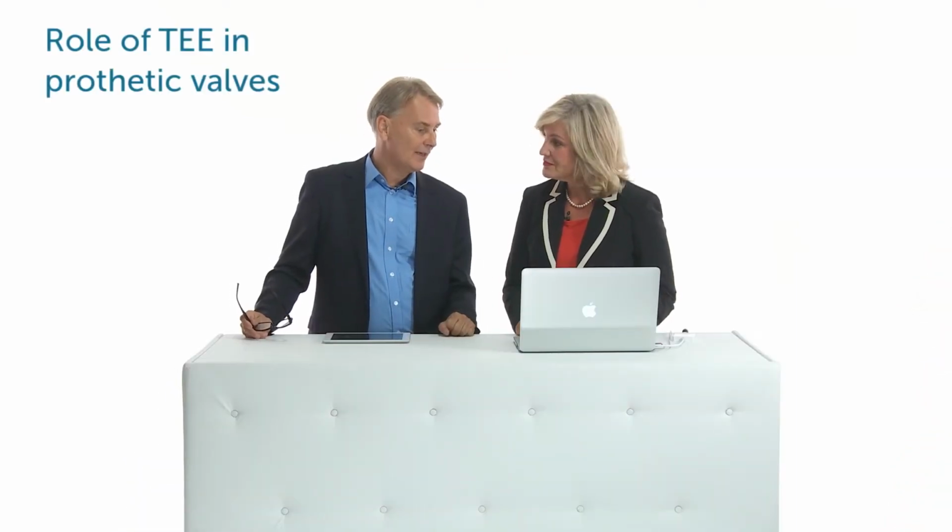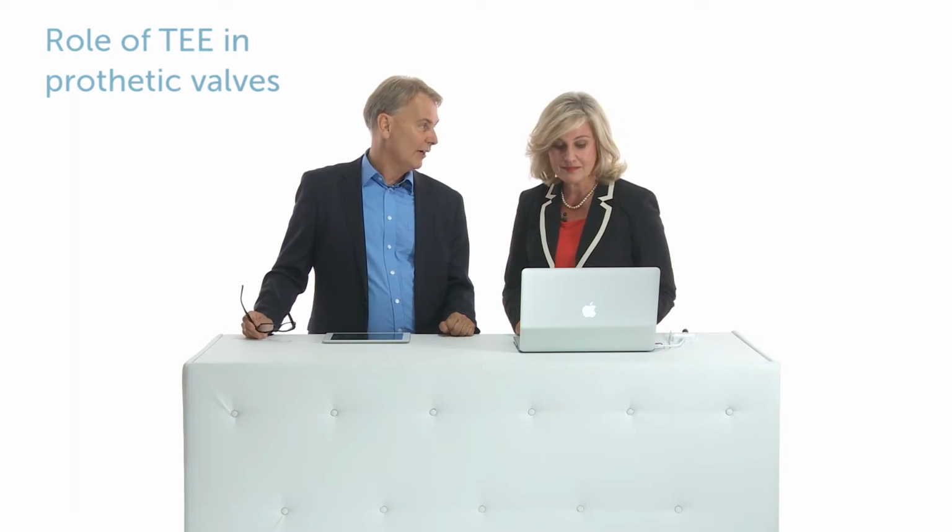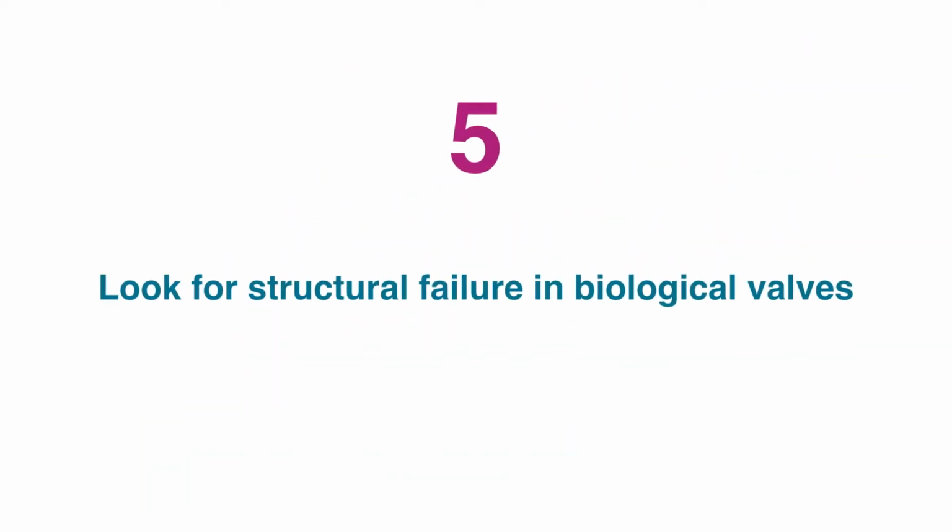So what is the role of TEE in general? Well, I think TEE plays a very important role, especially in prosthetic valves because of shadowing, because you can detect eccentric jets. So I think TEE is very, very important. If you have a patient who, for example, has unexplained dyspnea with a prosthesis, bad image quality, or even hemolysis, I think you should go for transesophageal echocardiography. And that brings us to our fifth teaching point. Look for structural failure in biological valves. Now it's your turn.